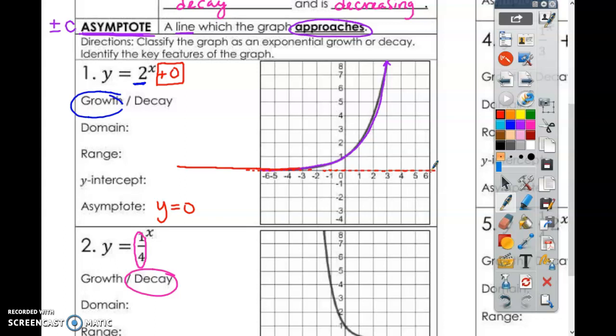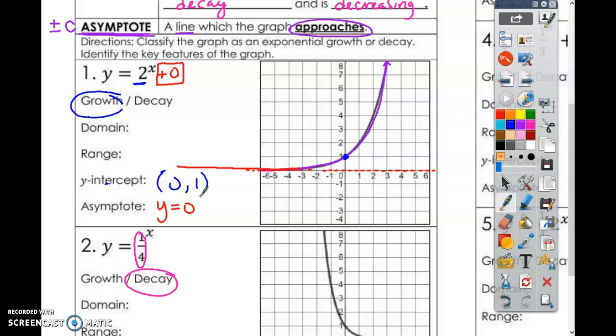Another thing that's really easy to figure out is the y-intercept. Remember, the y-intercept is where it crosses the y-axis. This line right here crosses it at this number. What is this number? 1. So my y-intercept is at (0, 1). So those are some easy things that you can remember when I ask you for key features.